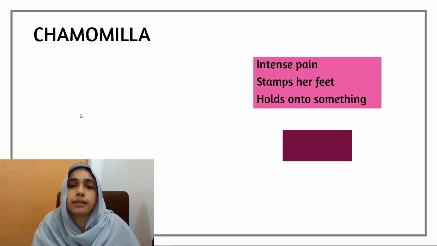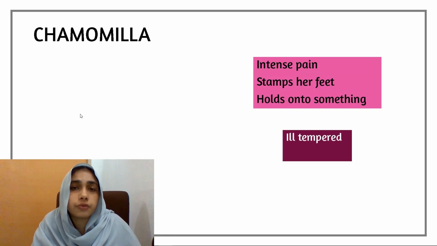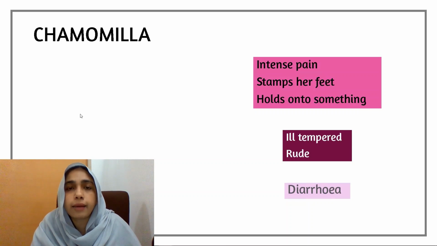Now, the mind is important in Chamomilla. The patient is very ill-tempered. When you try to have some conversation with them, they are very rude. They will not talk back to you civilly. They'll be rude. You can't hold a conversation with them. They are very angry, irritable because of the pain. Now, Chamomilla patients, similar to Pulsatilla, can have diarrhea during menses.